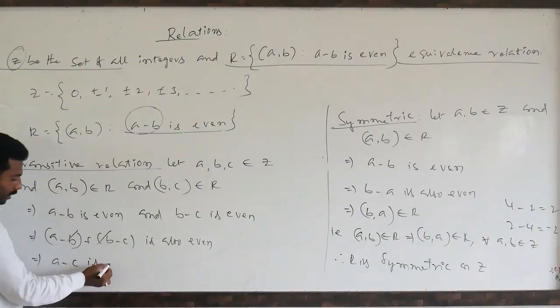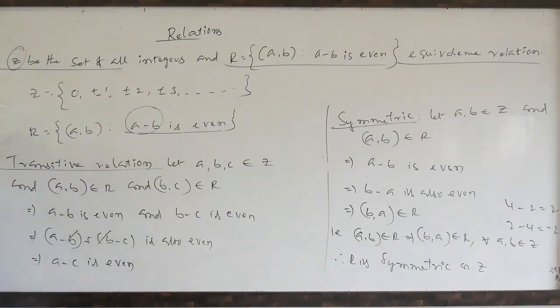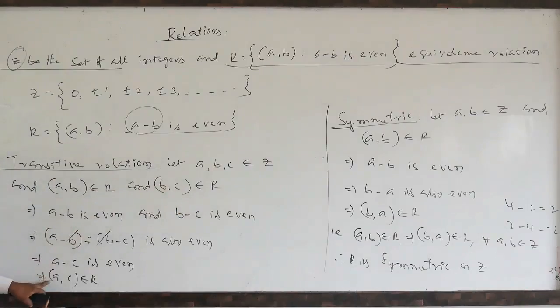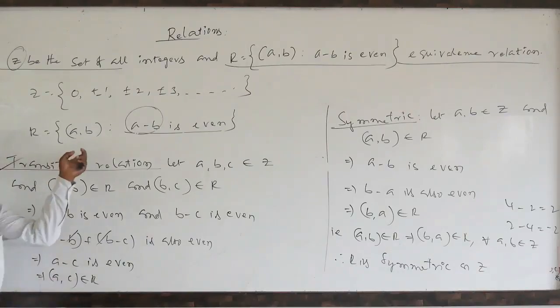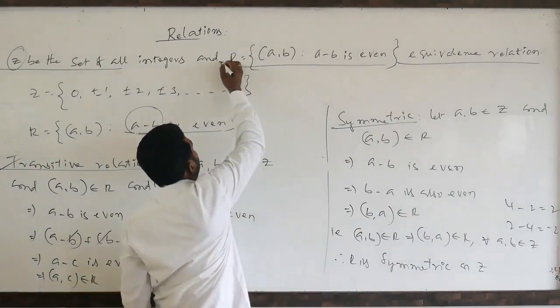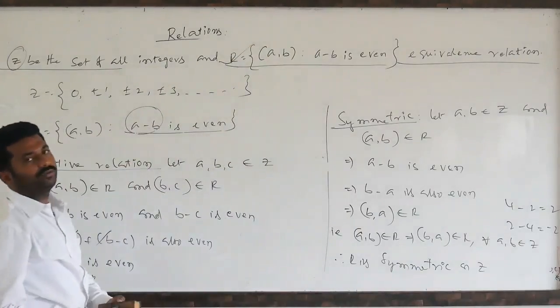is an even number. So A minus C even number means we can say that there is a relation between A comma C. See, what is our assumption? A comma B belongs to capital R, B comma C belongs to capital R. What we proved, A comma C also belongs to capital R. So capital R is transitive, which means capital R is reflexive, symmetric, and at the same time transitive. So capital R is an equivalence relation. Like that we have to prove.